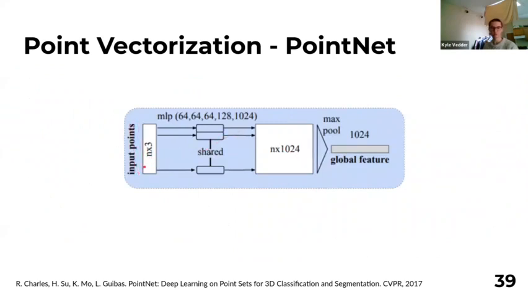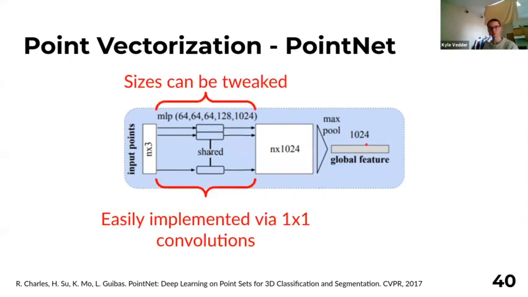You have these input points. You don't do any sort of order-dependent operations on here. You run a max pooling and you get out this global feature. And this global feature is the vector that I talked about when I said vectorization before. And note that these sizes can be easily tweaked, and something that is briefly mentioned in one of the later papers is that this can actually be implemented easily via one-by-one convolutions.